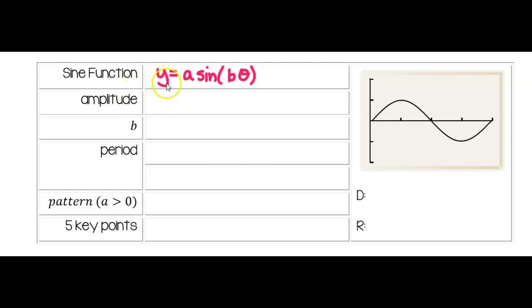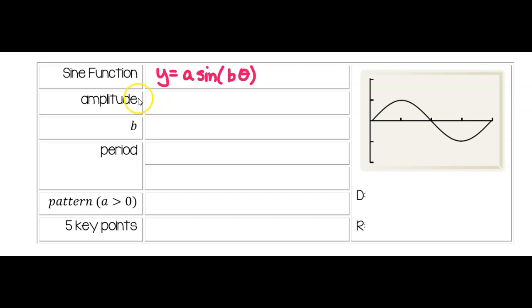So today we're going to talk about sine waves. Our sine function will be in the form y equals a times sine of b theta. Theta is our angle measure, and a and b are two parameters we're going to look at that may change depending on which sine wave you're looking at.